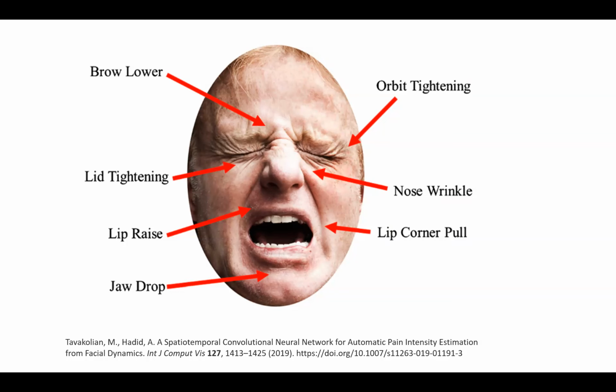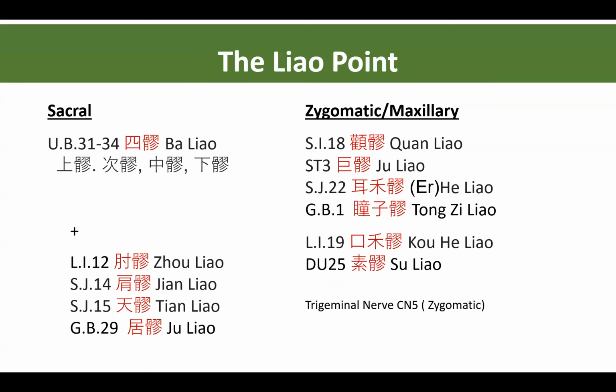Now, notice something very interesting. Compare that picture with the points specifically on the right side. All these points are affected by that facial expression of pain. The trigeminal nerve, the zygoma, is affected. And look at these points. I only chose these points because there's something unique about them in the character, in the name, the Liao. The character for Liao, we often translate.